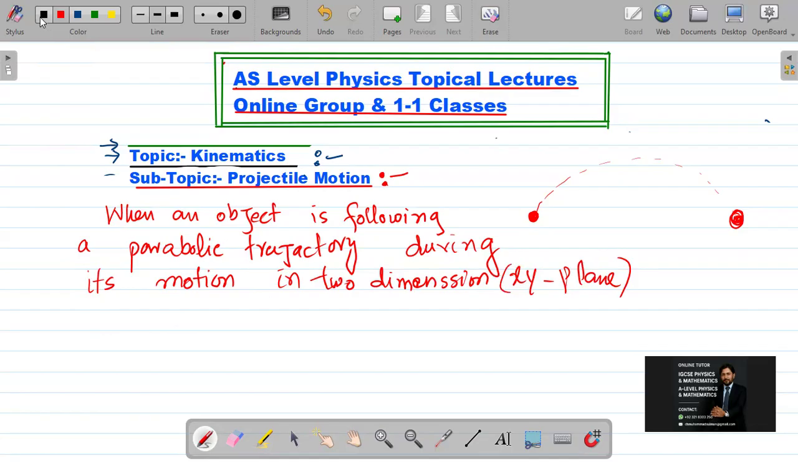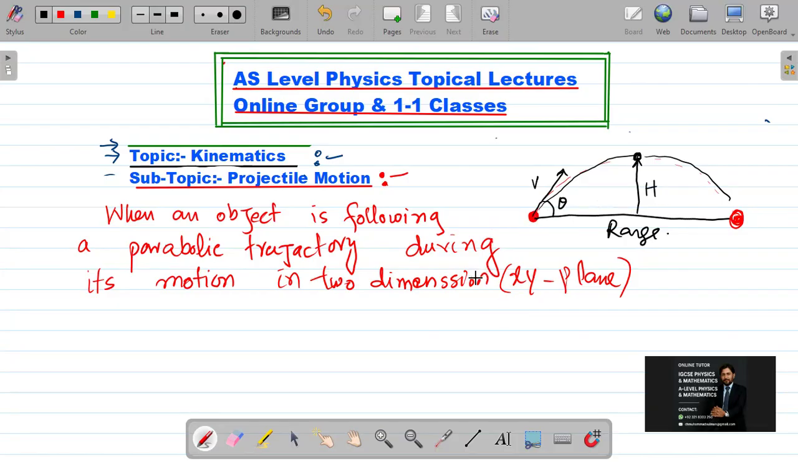Then we can say it covers a horizontal track, which is called its range. It also reaches some height of flight, the height of the projectile, and we have to take into account the time, that is, how much time it is in the air. And if I say it is in 2D, then it means, for example, an athlete hitting a football gives it some speed or velocity, making some angle theta also.